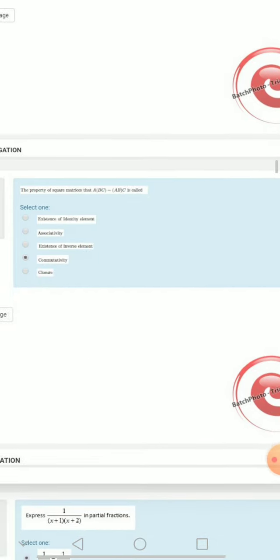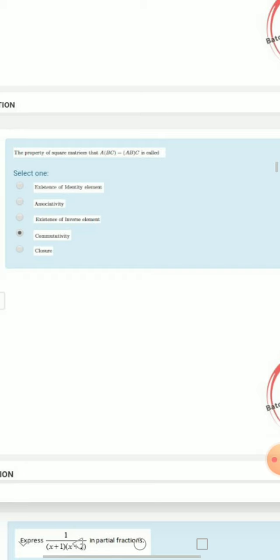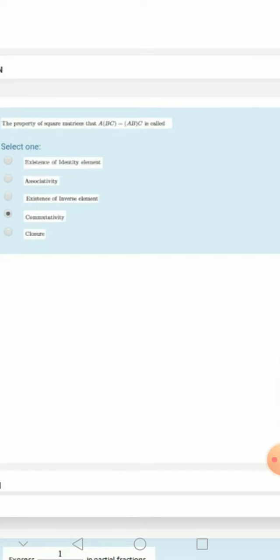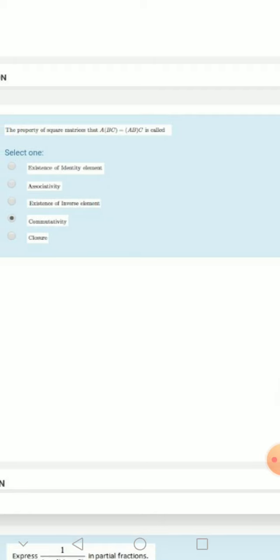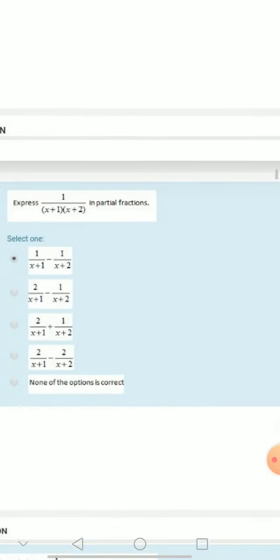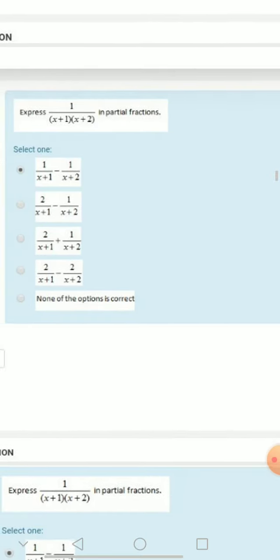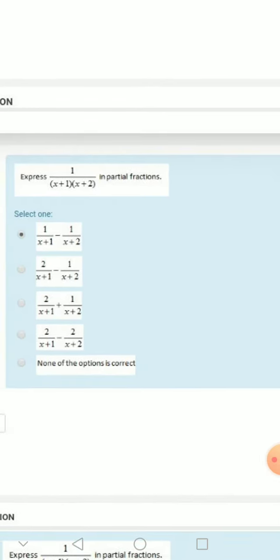Okay, now the next one says the property of square matrix that A into BC is equal to AB into C is called, that rule is called associativity. That's the associative rule, not commutative. So that statement is wrong. Okay, partial fraction. We've seen a question on partial fraction before now, but maybe we should try this out.